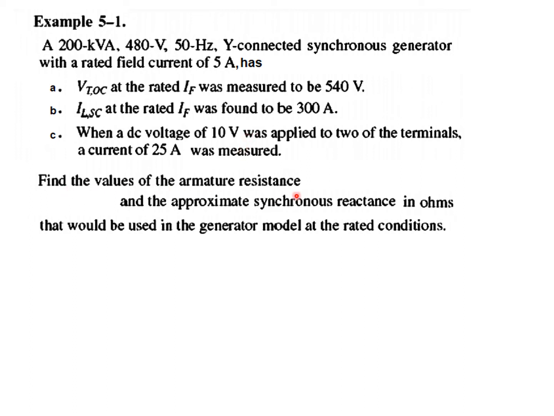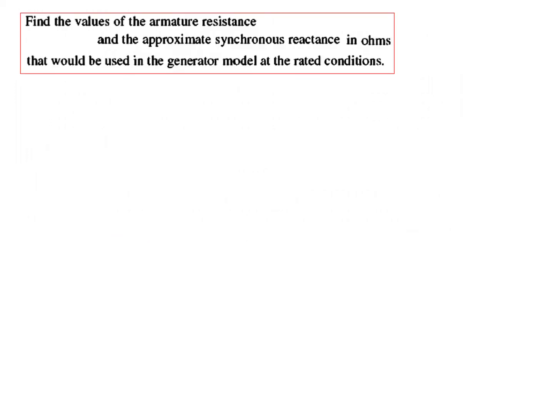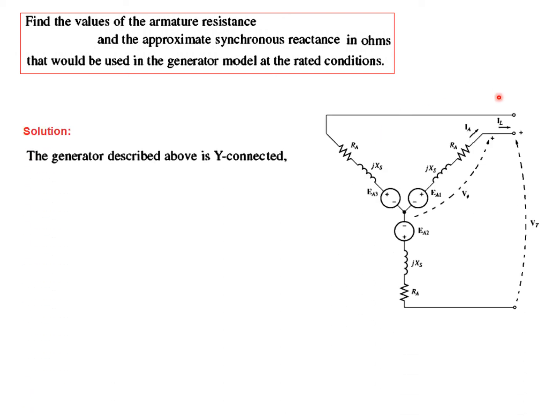To find the value of the armature resistance, that is the first part, and the approximate synchronous reactance, this is the second part, that would be used in the generator model. Remember that we have to find the armature resistance and we have to find the reactance of the generator. So this is the circuit for the three-phase generator. It is connected in Y connection.